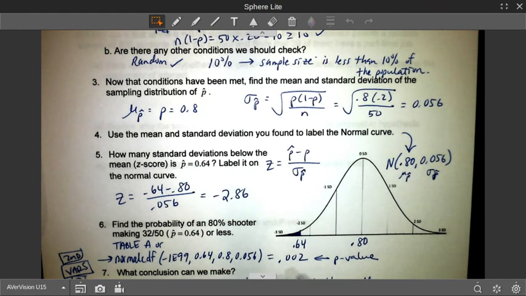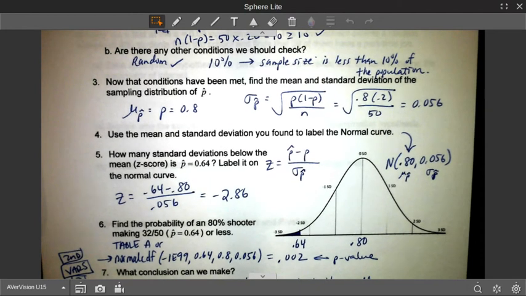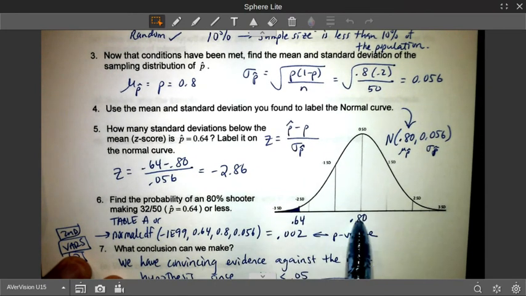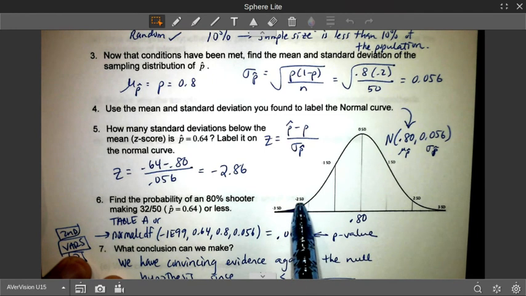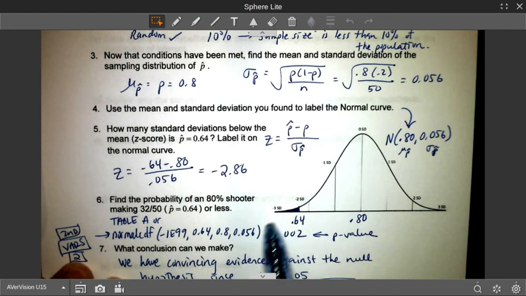So right now you should be thinking, all right, my z-score is a larger number than negative 2, so it's probably pretty unusual. So here's where our 0.8 is. That's our mean. Our 0.64, that's what she shot. That's more than 2 standard deviations below the mean. And we're going to shade to the left because we're talking about less than.